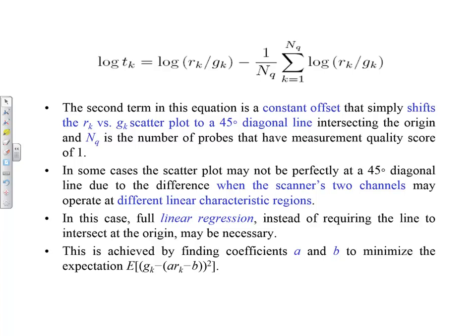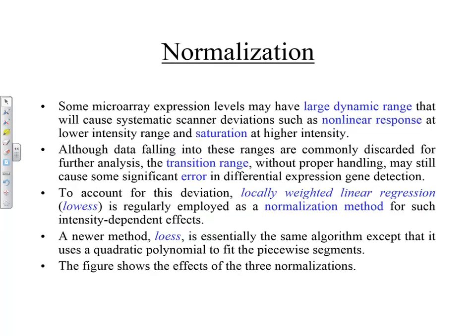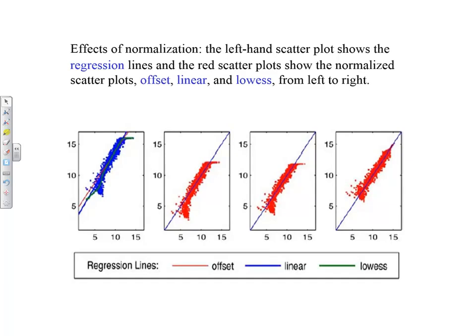Any other questions? In fact, I think there's a picture here. This is the offset. There are effects of normalization. The left-hand scatter plot shows the regression lines, and the red scatter plots show the normalized data. So this is offset. If you don't do any correction, you're not going through the origin, the red and green. You do the correction, you're going through the origin.